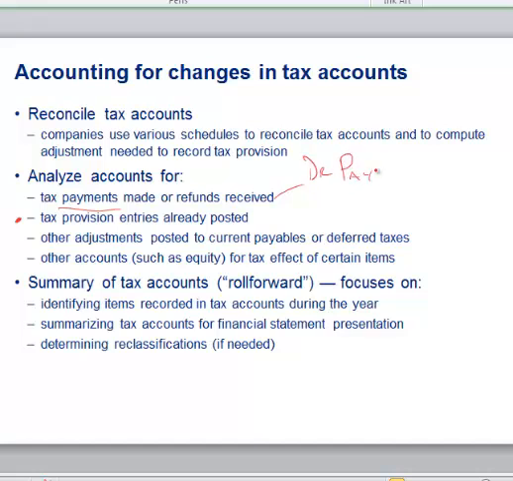Debit payable, credit cash. All right. So that's right. Let's say that your provision was 100 and you paid in 80. Well, after you book the journal entry for this, for 100, and you book your payable for 80, your ending balance in that payable better be 20, right?